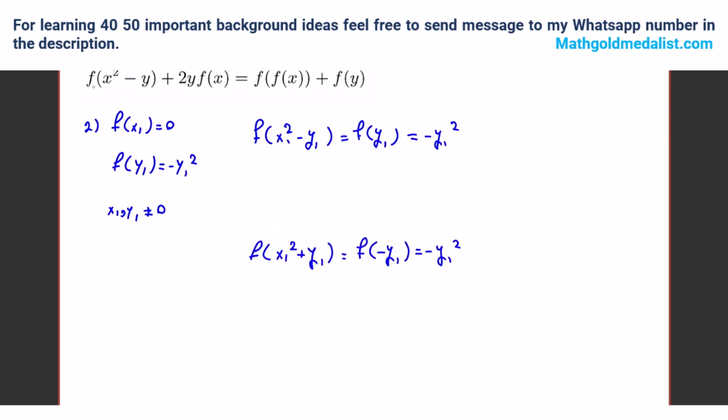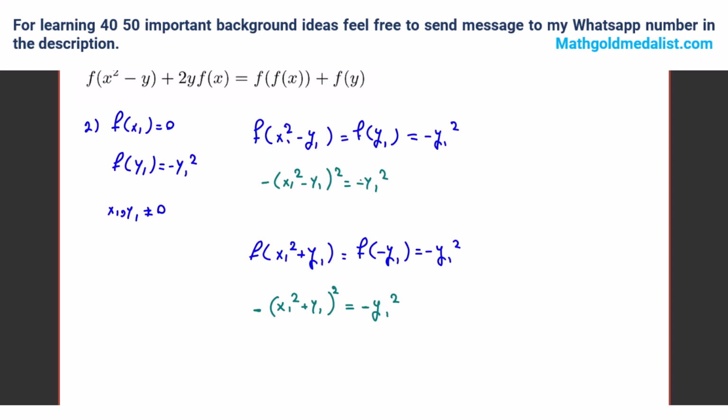And like the previous case, it cannot be this one squared, because then you can take these to the left-hand side. Sum of two squares is 0, so each of them should be 0. So the only possible case here is negative x1 squared minus y1 squared is equal to negative y1 squared. And for this one, negative of (x1 squared plus y1) whole squared is equal to negative y1 squared.